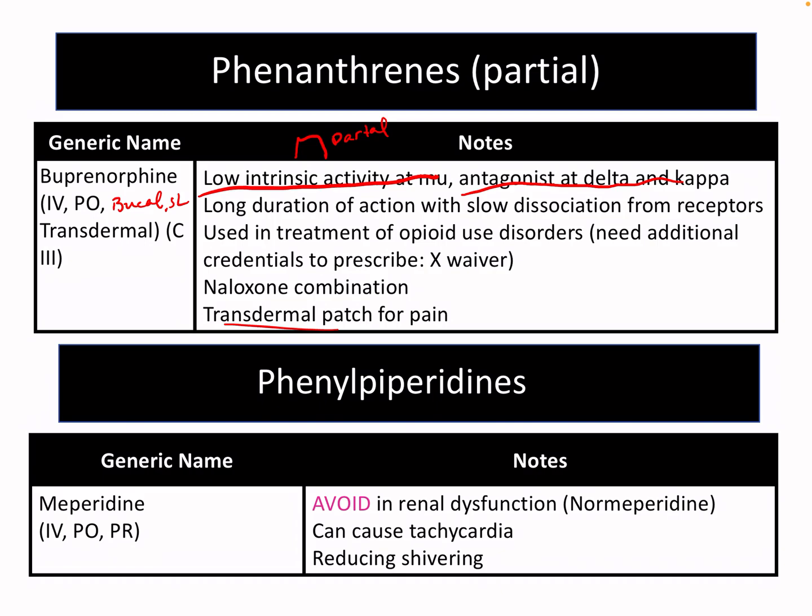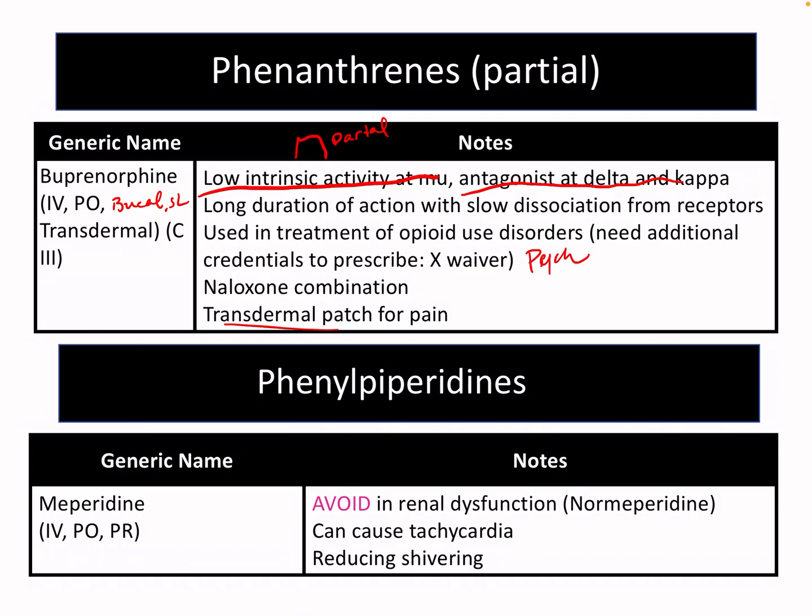It has a slow dissociation from receptors and has a long duration of action, and so for that reason it makes a really good agent for opioid use disorders. You do need additional credentials to prescribe, but now there's the X waiver that allows more physicians and nurse practitioners to prescribe it for opioid use disorder. And I will leave that to whenever you guys are in psych to learn more about that.